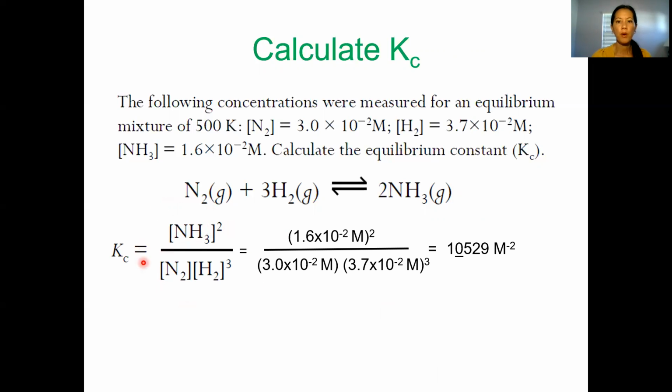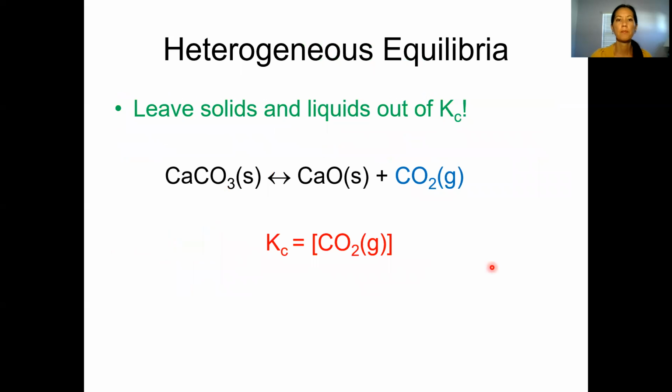You have the same expression: the concentration of ammonia to the 2nd power, so squared, divided by the reactants, so N2 concentration, there's no coefficient, just 1, so it's just that concentration, times, be careful, don't write plus, it's times the concentration of H2 to the 3rd power, cubed. Then crunch these in your calculator, and you should have come up with this number, about 10,000. It's actually 11,000 if we keep with sig figs.